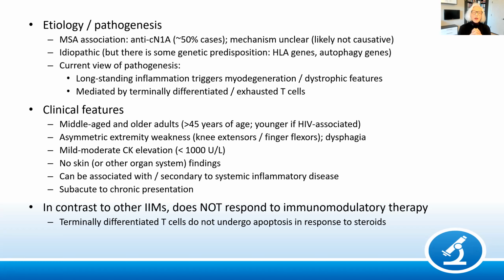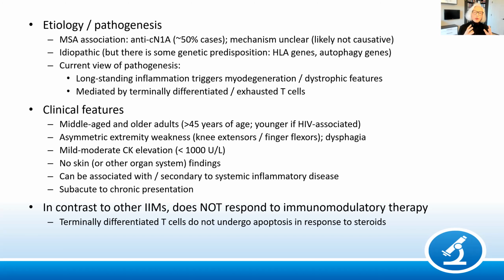The mechanism for this antibody is unclear. It may just be an association and not really etiologically relevant, in contrast to immune-mediated necrotizing myopathies, for which I already told you the antibodies are actually causatively related. They cause the disease. So in this case, there is some genetic predisposition, both in terms of autophagy genes and the HLA genes, and that actually hints at the 2 components to this disease that we have struggled for quite a long time to really understand how they fit together.